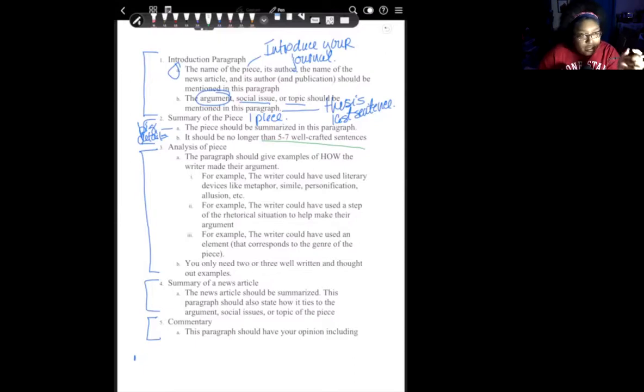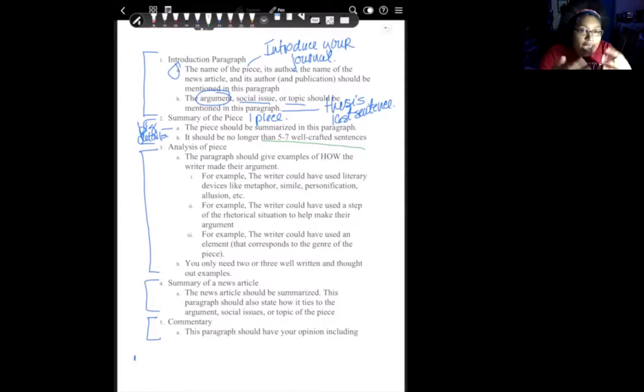Subject, verb, direct object. You don't have to write me a novel here. It's not the point of the class. All right. So that's your first two paragraphs. Now let's talk about the analysis of the piece. So you're going to analyze the piece, and what is important is that you understand what you're actually analyzing here.